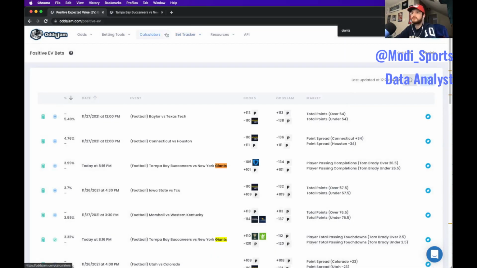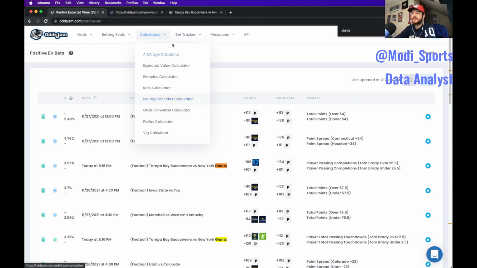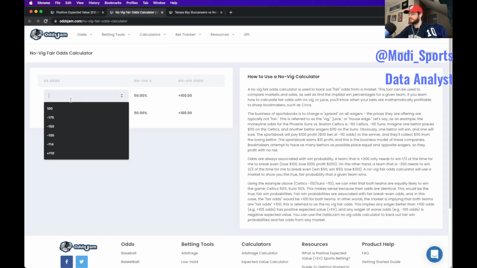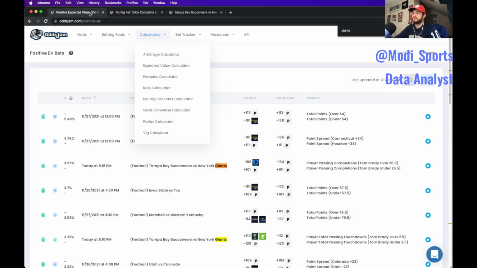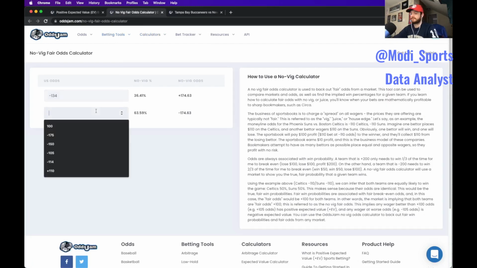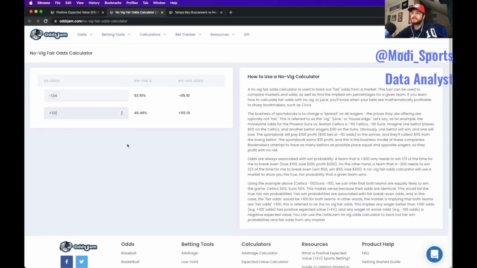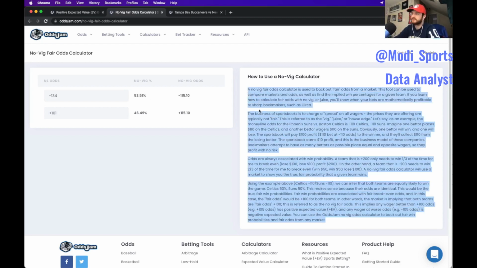And then if you want to go to the calculator and calculate the no-vig fair odds, it was minus 134 and I believe plus 101. Yep, plus 101. And it looks like it calculates the true line at minus 115. So that is where we get the 53% winning percentage based on the true line, based on the Odds Jam perfect line. And if you're unfamiliar with what no vig means and all that stuff, definitely check out the Odds Jam page. This explains it in much further detail, but essentially vig is the juice that sportsbooks charge.